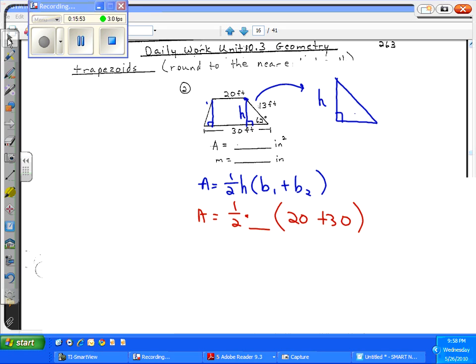We're looking for the height. This angle's 62. This is 13 feet. We're going to have to use a trigonometric ratio. And so we're going to put the angle 62 degrees equal. The sides are the leg opposite, and 13 is the hypotenuse. Leg opposite, hypotenuse is sine. Sine says you put leg opposite over hypotenuse.